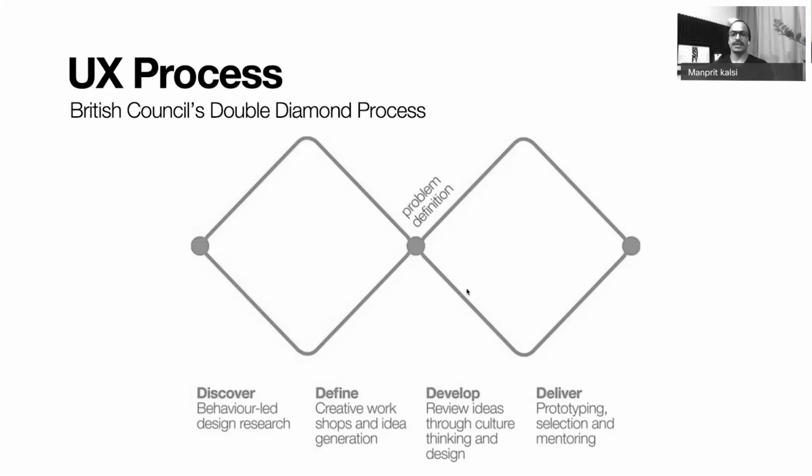So what you do is you select the best solution from the multiple solutions that you have, and then you develop that. That is the third stage. And then after you have developed and tested everything, you deliver it to the market. So that's the British Council's double diamond process.